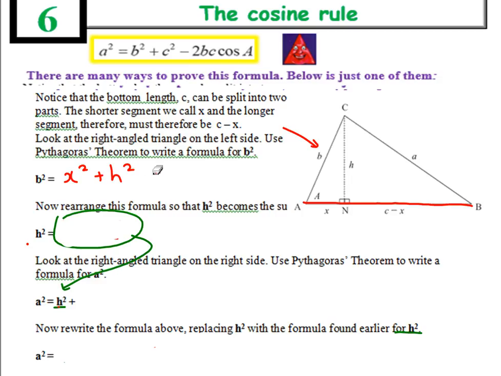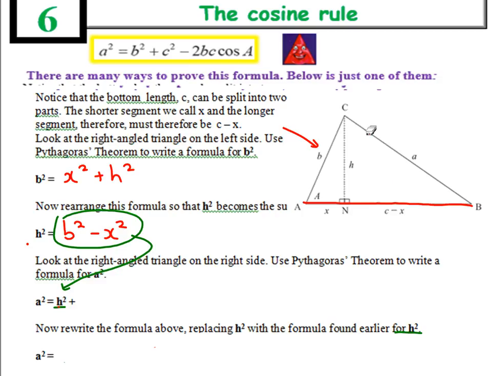Now you're asked to rearrange this formula so that h squared becomes the subject. You might not be able to see that on yours, but it says rearrange the formula so that h squared becomes the subject. To make h squared the subject, we have to subtract x squared from both sides. So you end up with h squared on this side, and b squared minus x squared on the other side. So h squared equals b squared minus x squared.